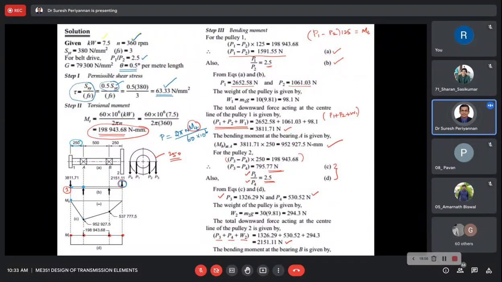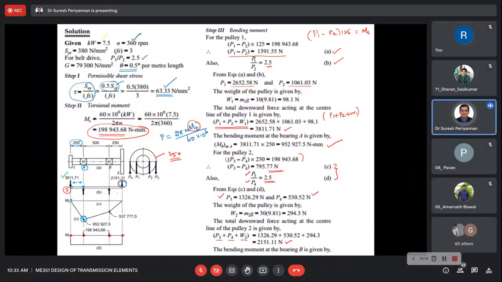What is the bending moment here? This is the distance we know, 250 mm. Then 250 mm into this load will give you the bending moment acting at this point A. At this point A, we know, right? Now the bending moment is acting at this point A. We can find it, we have found it.